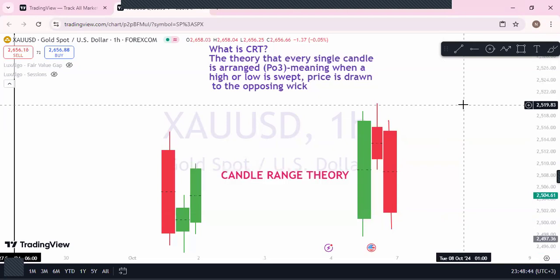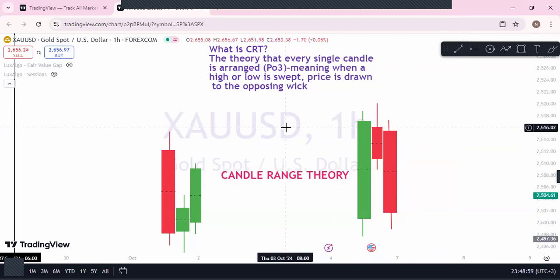So my name is Nelson, a forex trader, and I have experience in trading. I've been trading for more than 5 years currently, and I have a very good overview of the market.